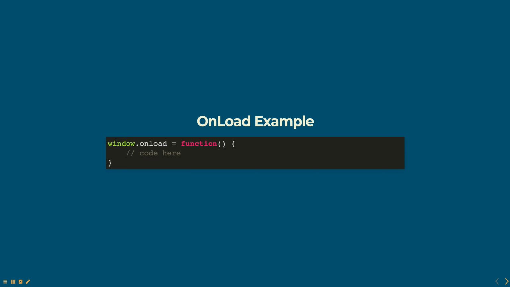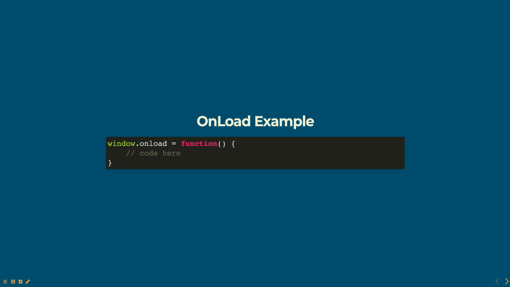OnLoad event is triggered when the web page and all its resources have finished loading. This can be used to set up the initial state of a web page, load data from a server, or display a loading spinner while the page is loading. Below is an example of onLoad event.